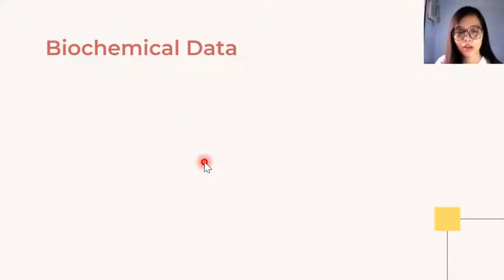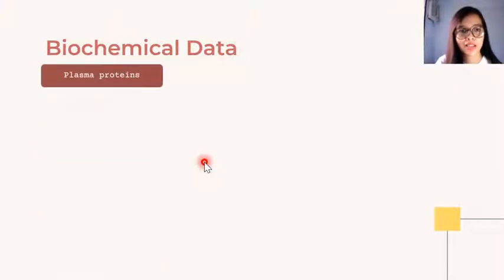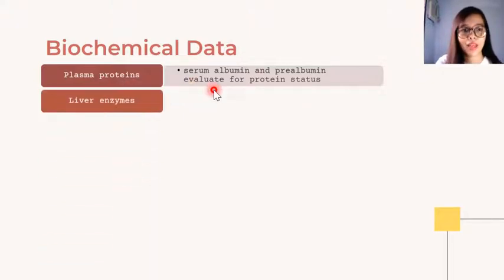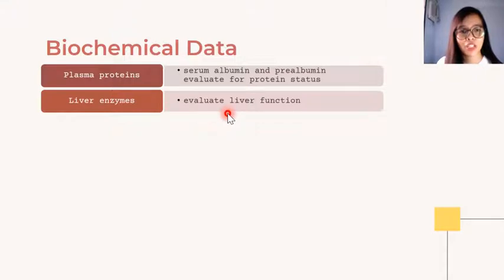So here are some tests that can be done. We have the plasma proteins like serum albumin and prealbumin, which evaluate your protein status. If the client has observable muscle wasting, most likely the doctor will order your serum albumin and your prealbumin. And then we have your liver enzymes, which help evaluate liver function.